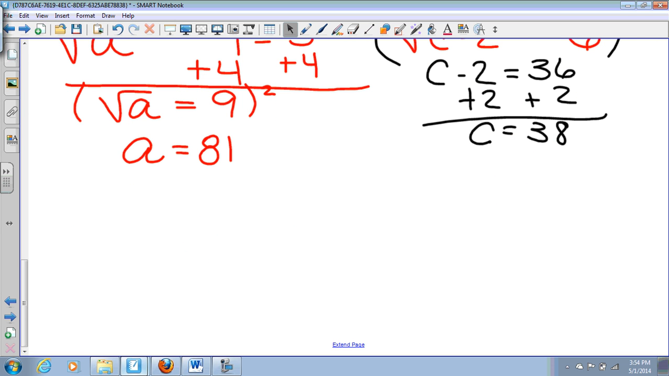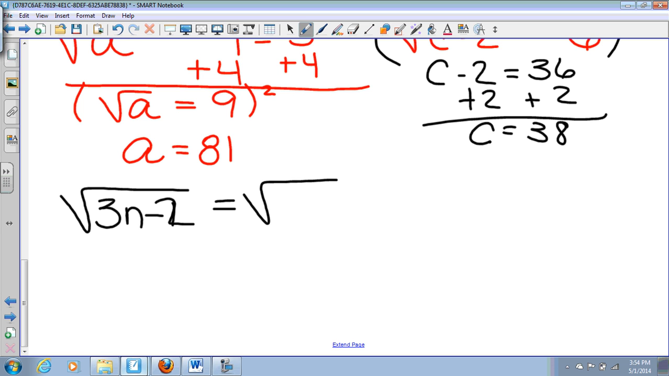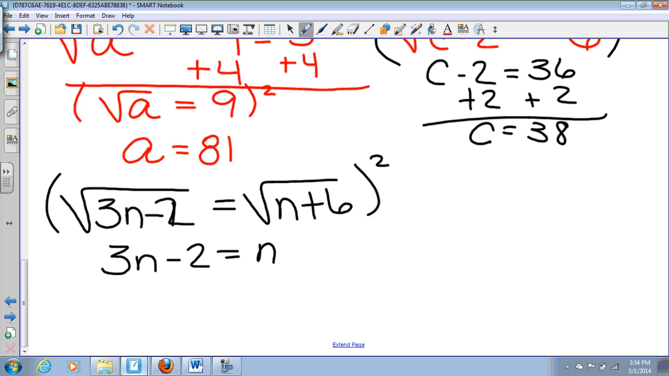Additionally, we will have problems like example 3, where we will have radicals on both sides of the equation. So we have the square root of 3n minus 2 equals the square root of n plus 6. What do you think we want to do here? Well, we're going to want to square the entire thing, so we can get rid of the radicals, and then we end up with 3n minus 2 equals n plus 6. And then we continue to work through.